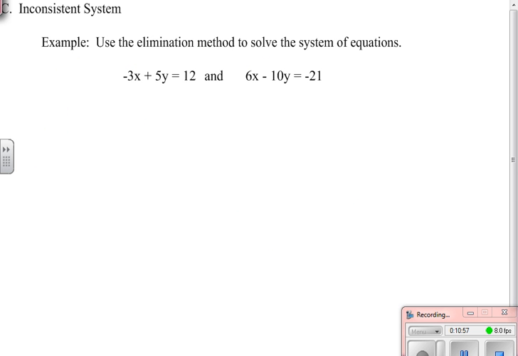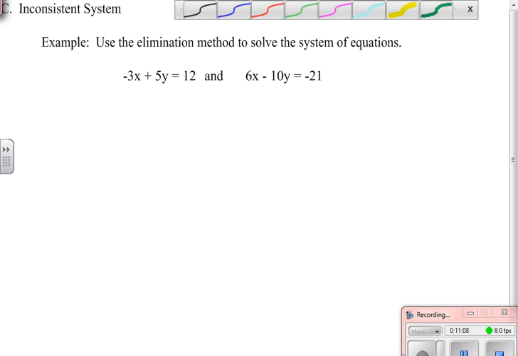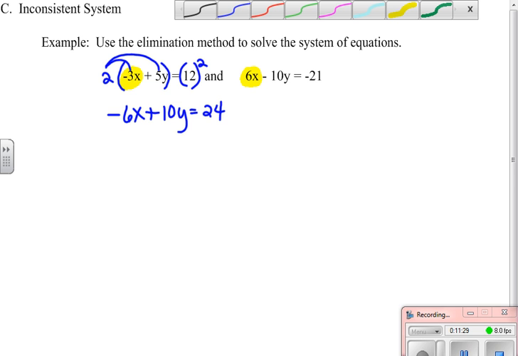Now sometimes some strange things can happen when I do this process. So when I look at these two, negative 3x plus 5y equals 12 and 6x minus 10y equals negative 21, I see a positive 6x and a negative 3x, and I know I can easily transform this first equation by multiplying it by 2. So I have negative 6x plus 10y, don't forget your distributive property, equals 24. This one I don't have to change. 6x minus 10y equals negative 21.